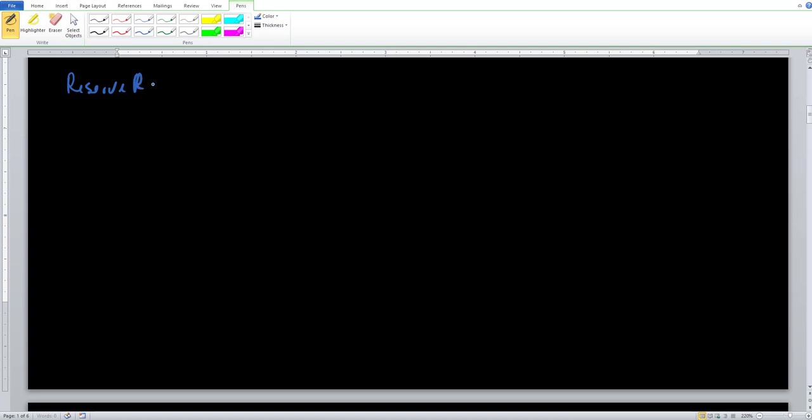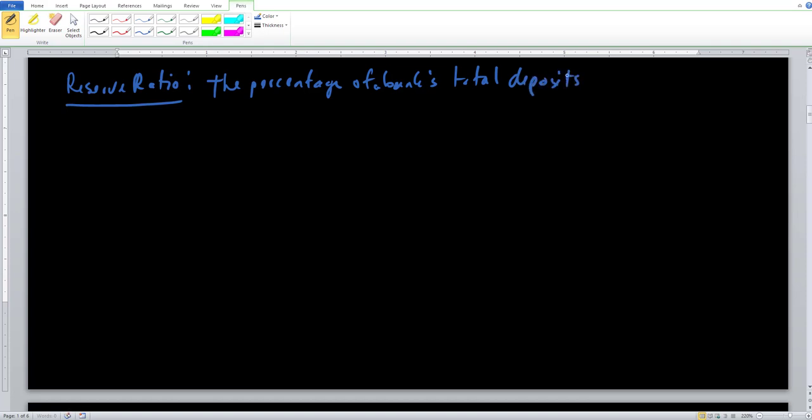So here, let's take a look at the reserve ratio first. With the reserve ratio, this is, once again, by the name that it sort of implies, just the percentage of a bank's total deposits that are held in reserves. So we're going to be taking some type of ratio or fraction here. So the percentage of a bank's total deposits that are held in reserves.